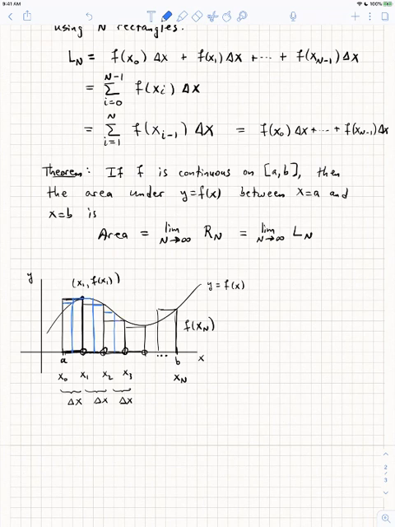These rectangles don't give a perfect fit, but they fit better than previously. And the more rectangles you use, the thinner they become and the better they fit underneath the curve. Now notice that some of these rectangles are above the curve and some are below.